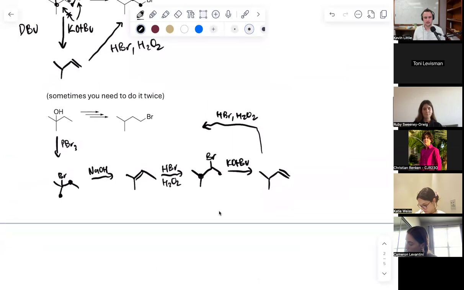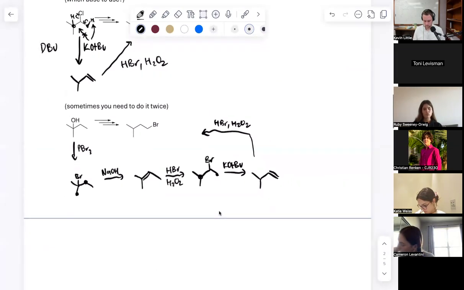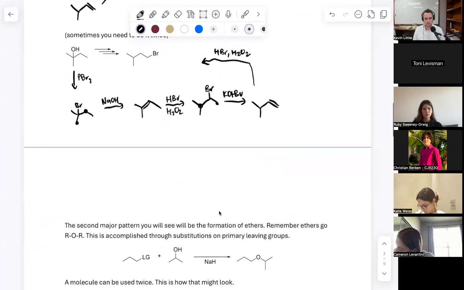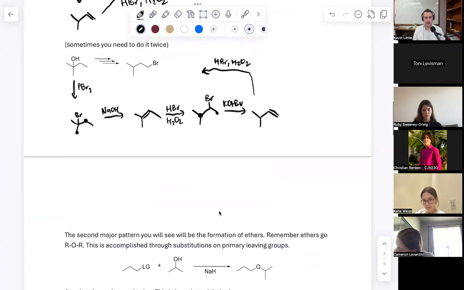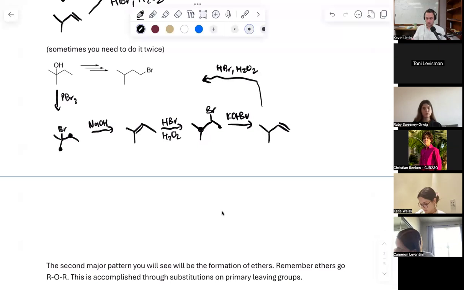All right, I'll give you guys a second to write that down. The idea here is that we eliminate it, but that didn't get us far enough, so we had to keep going. We had to keep adding and eliminating till we get our bromine to the right spot. I mean, this is a little bit of a ridiculous example, but okay.